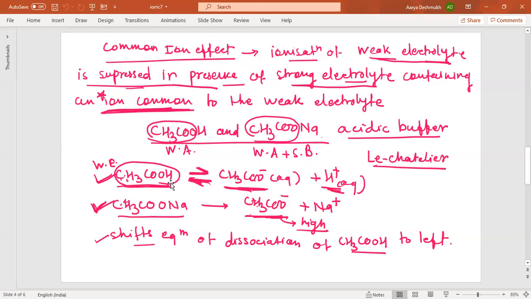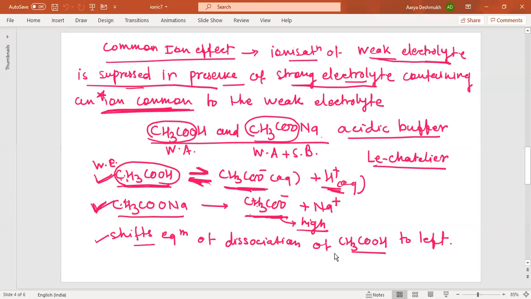instead will reverse. So the equilibrium is shifted to the left according to Le Chatelier's principle, because there is a high concentration of this acetate ion here. So this suppression of the ionization of a weak electrolyte in the presence of a strong electrolyte containing the ion common to the weak electrolyte is called the common ion effect.